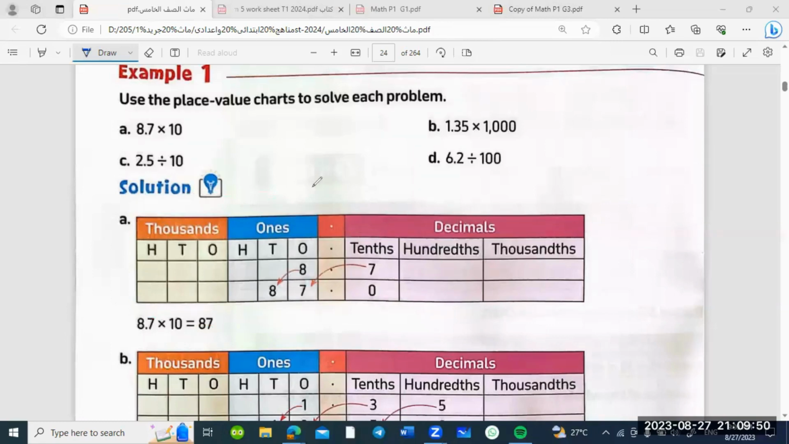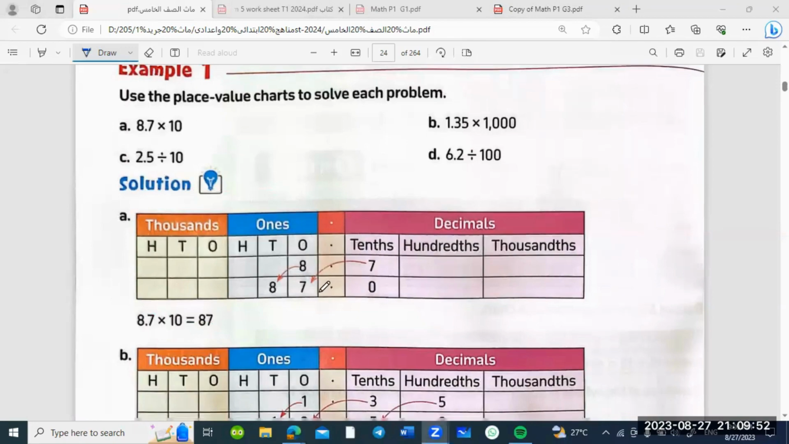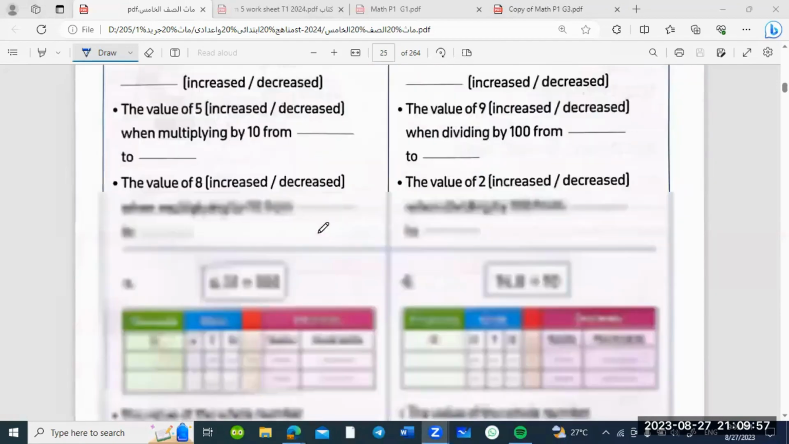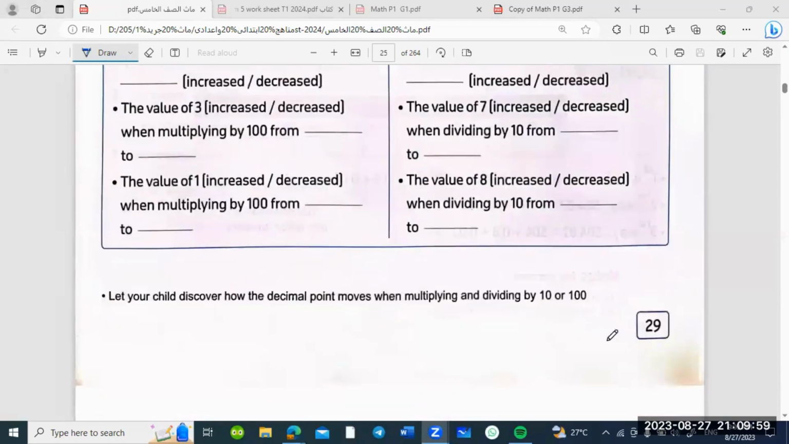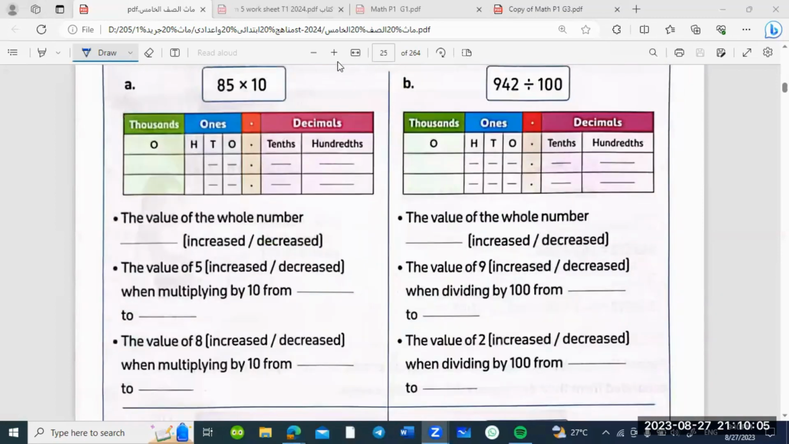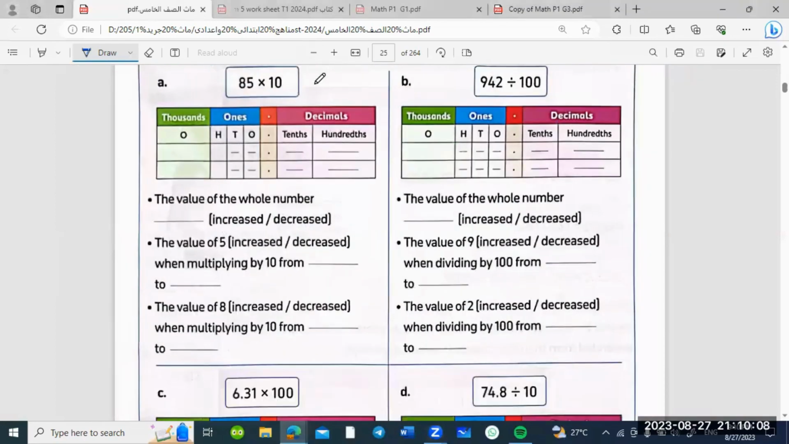So let's start, Jana, and please go down with me to this part, check your understanding. It's page 29. Okay, I need you to concentrate. Pay me your full attention, Megan. Concentrate well with me.